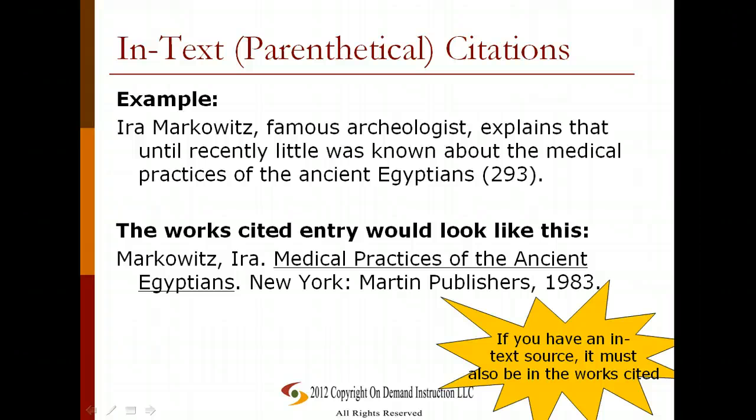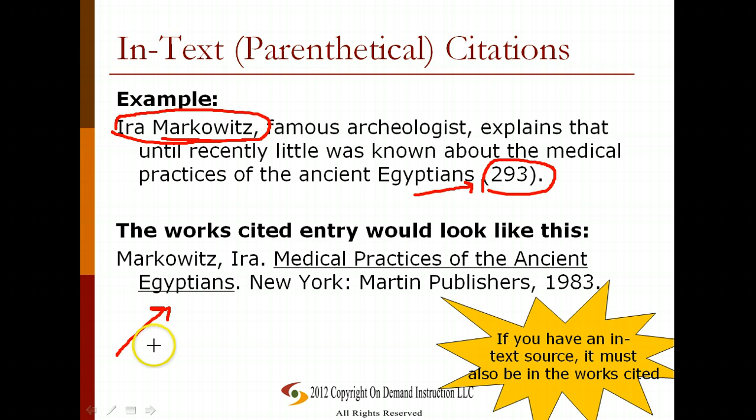Let's take a look at another example here. Now, in this example, we notice that Ira Markowitz, the name, is mentioned in the sentence. "Ira Markowitz, famous archaeologist, explains that until recently little was known about the medical practices of the ancient Egyptians." 293. Now, since the person's name is used in the sentence, we don't actually have to list it again here in the in-text citation. Instead, we can just put the page number. That's just fine. In the works cited page, our entry looks exactly the same as it would if we used the other style of in-text citation.